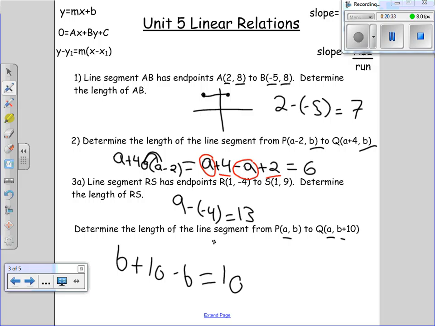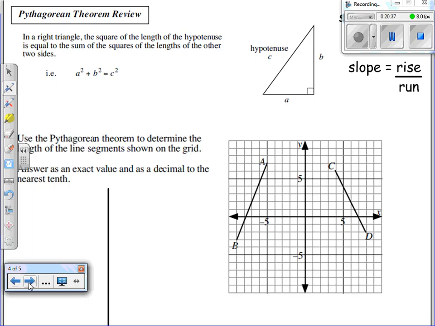Alright. A little bit of review. Still building the same thing. Pardon? Backslide? Yeah.